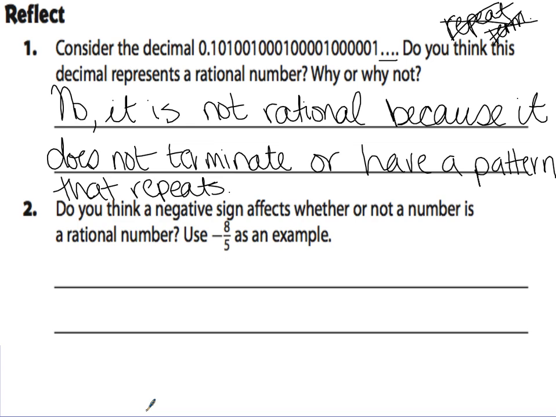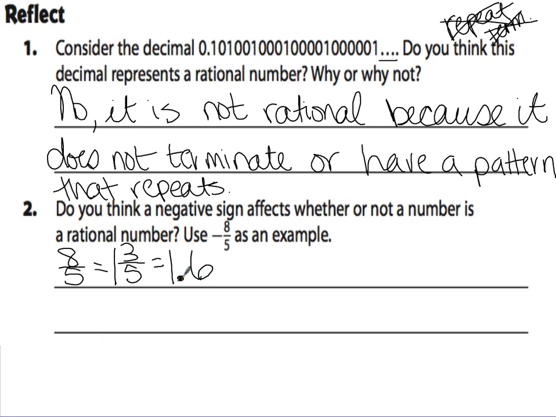Okay, so then now let's look at number 2. Do you think a negative sign affects whether or not a number is a rational number? Okay, well, the rational number has to repeat or terminate. So does it matter if it's positive or negative? So in this case, negative 8/5. Well, positive 8/5 would be equal to 1 3/5, which as a decimal would be equal to 1 6/10.